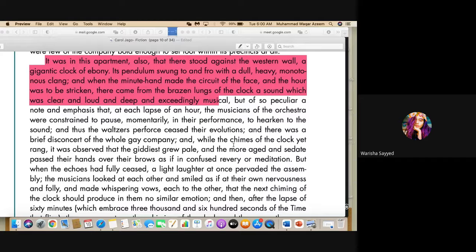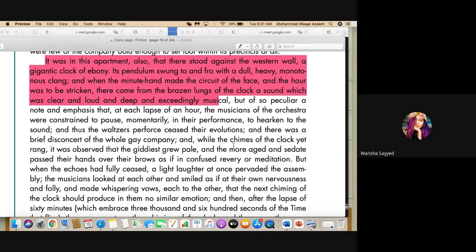whole gay company. And while the chimes of the clock yet rang, it was observed that the giddiest grew pale, and the more aged and sedate passed their hands over their brows as if in confused reverie or meditation. But when the echoes had fully ceased, a light laughter at once pervaded the assembly. The musicians looked at each other and smiled as if at their own nervousness and folly, and made whispering vows, each to the other, that the next chiming of the clock should produce in them no similar emotion.